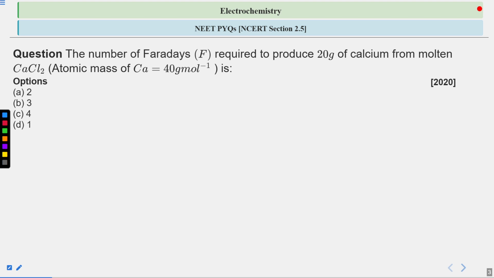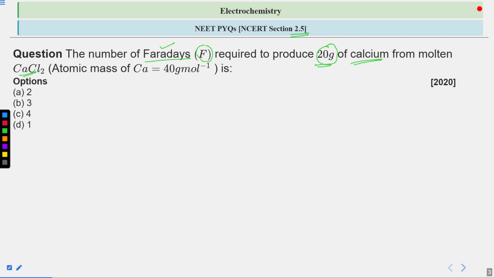So let's begin with our first question. This question is a NEET PYQ question and it is covering the NCERT section 2.5. The question says: the number of Faradays, represented by F, required to produce 20 gram of calcium from molten calcium chloride is. So you have to tell the Faraday which you are going to require to produce this much quantity of calcium from the molten calcium chloride.